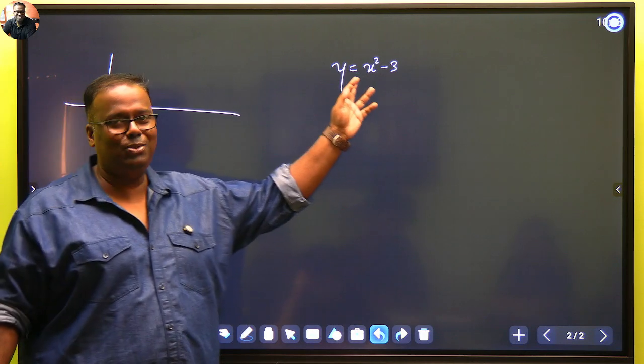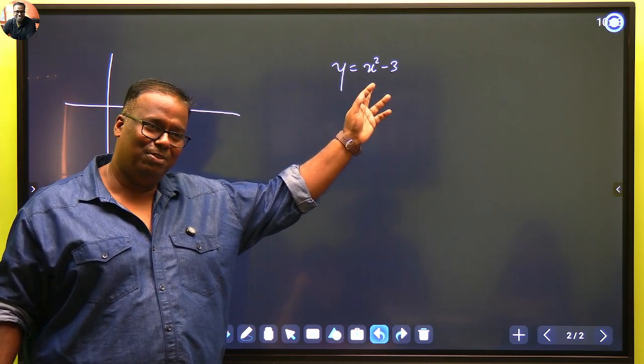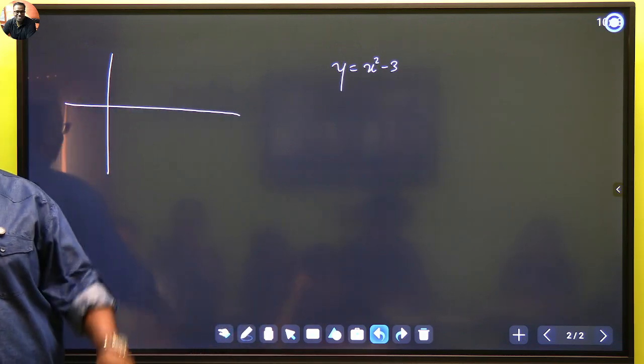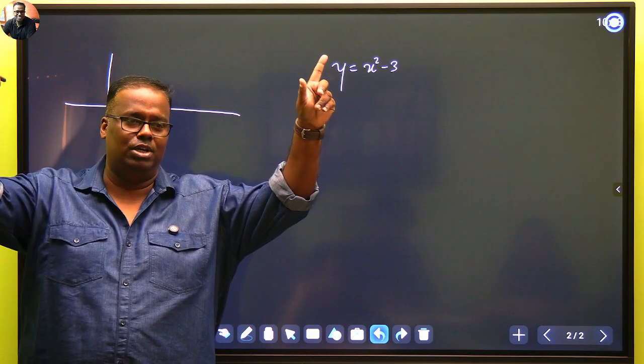Okay, y equal to x square minus 3. So this is the quadratic polynomial. What is the leading coefficient? 1. 1 is positive. This graph has to open its mouth upwards, concave up.